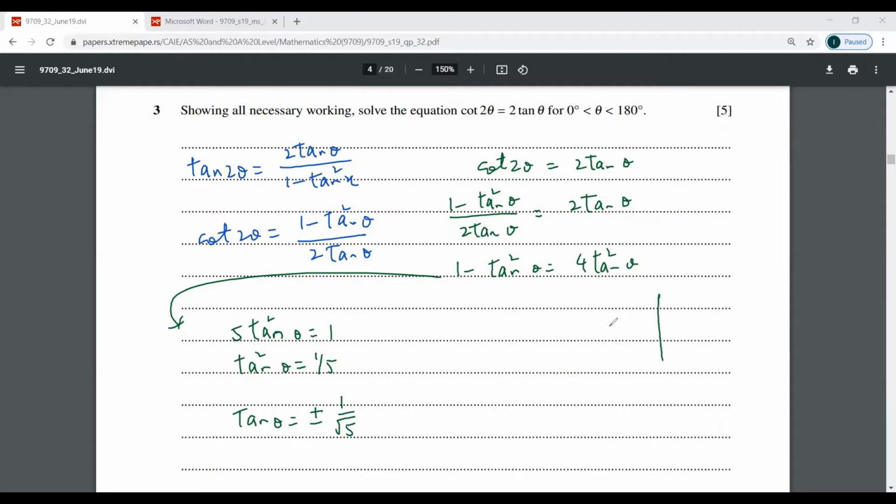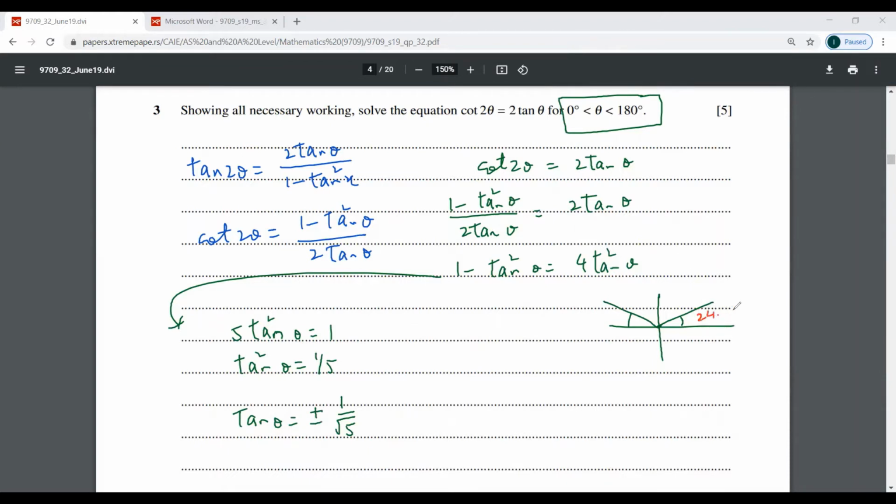So we are to be within these first two quadrants. Now you must check your calculator's mode as well whenever you are going to find sine, cos or tan inverse. Okay, so we are going to be in both of these two quadrants. And tell me, what is tan inverse of 1 over under root 5?